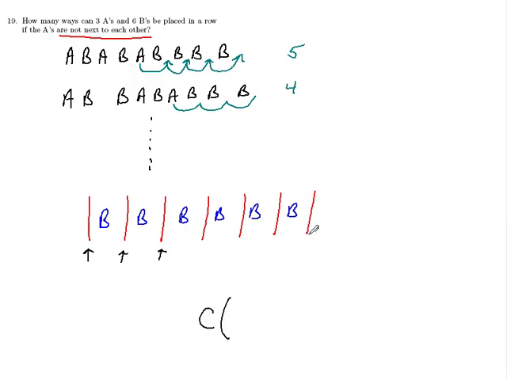So how many locations are available for those A's? Well, there's 1, 2, 3, 4, 5, 6, 7 locations. 7 spots that are available. And how many of those spots do we need to have? Well, we have 3 A's. We need 3 of them. So to solve this problem, figure out how many different ways can I put 3 A's and 6 B's in a row. Well, combination 7 choose 3.